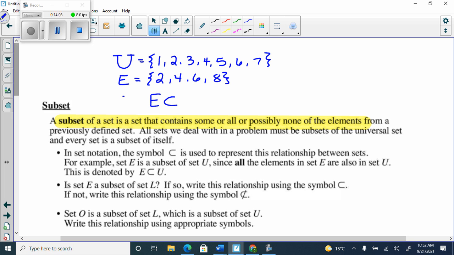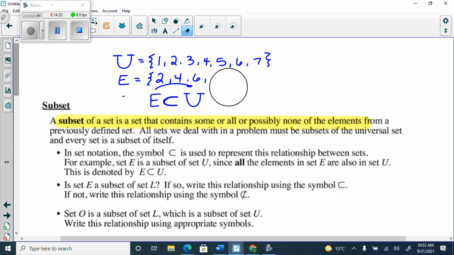The symbol is just a sideways U, and if you forget what the symbol is, it's on your formula sheet. E is a subset of the universal set because everything in E is in U. We agree? Yeah, that's what I was going to say. I thought there was an 8 in E. Because I wrote it illegally. I thought we were 1 to 9, because that's what I had made, but then I changed my universal set to something totally different. So it's contained in it.